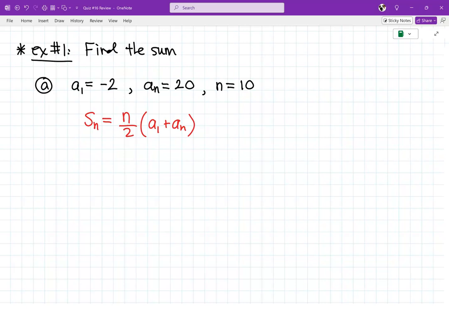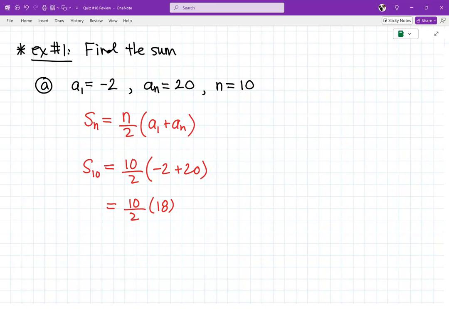I think I've said it multiple times when we were going over this lesson, 8.3 and 8.4, they're supposed to be simple. It's just plugging in numbers. That's it. So here we go. S sub 10, that's what n is, right? 10 over 2 times a sub 1, which is negative 2, plus a sub n, which is 20. Negative 2 plus 20, that's going to give me an 18.